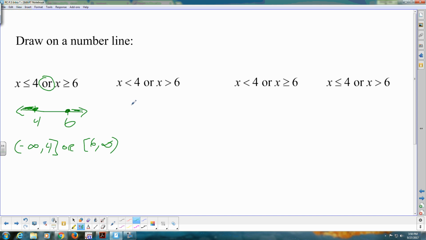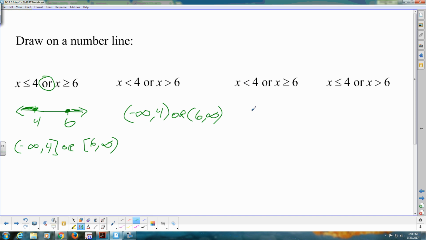The answer for this would be negative infinity to 4, or 6 with a paren to infinity. That's the only difference between these two statements: you don't have the brackets. It's the same numbers again.